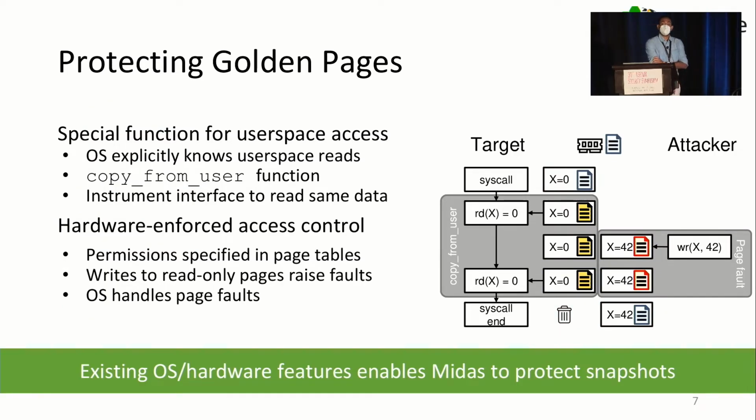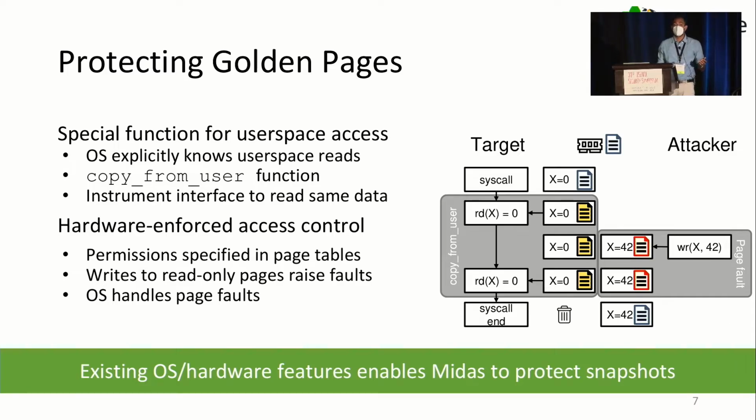So how does Midas manage to do all of this? Well, there are a few key events Midas needs to track. First, Midas needs to know when a syscall is reading from user space memory, because in the first case, we need to mark the page as golden, and later we need to read from that golden snapshot.